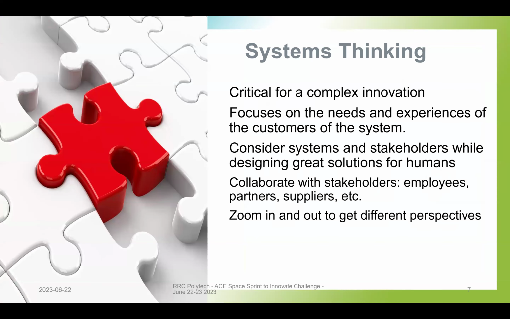So one thing I want to mention quickly is systems thinking. Systems thinking is used in conjunction with human-centered design, because in human-centered design, you're focused 100% on the customer, the user of the system. But with many systems, they can be really complex and have lots of stakeholders and systems involved. So even though you're focusing on the needs and experience of the customers or users, you want to consider the systems and the stakeholders while you're designing those great solutions, because you have to get the systems and stakeholders right.